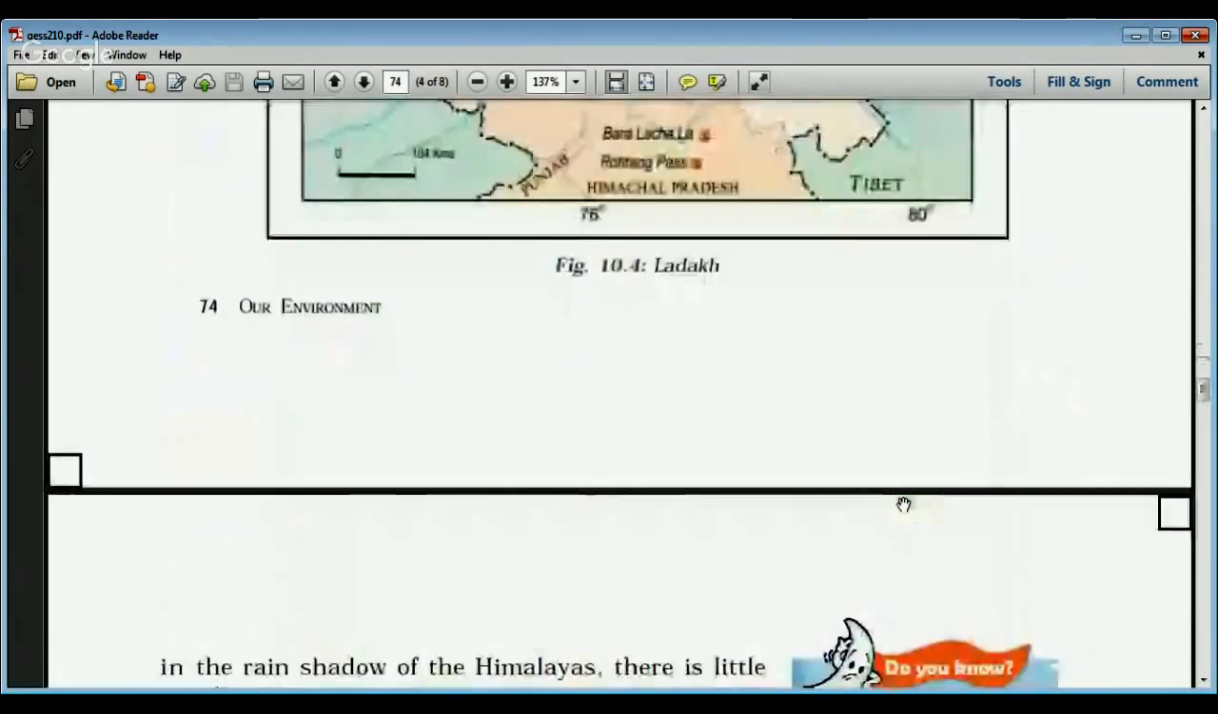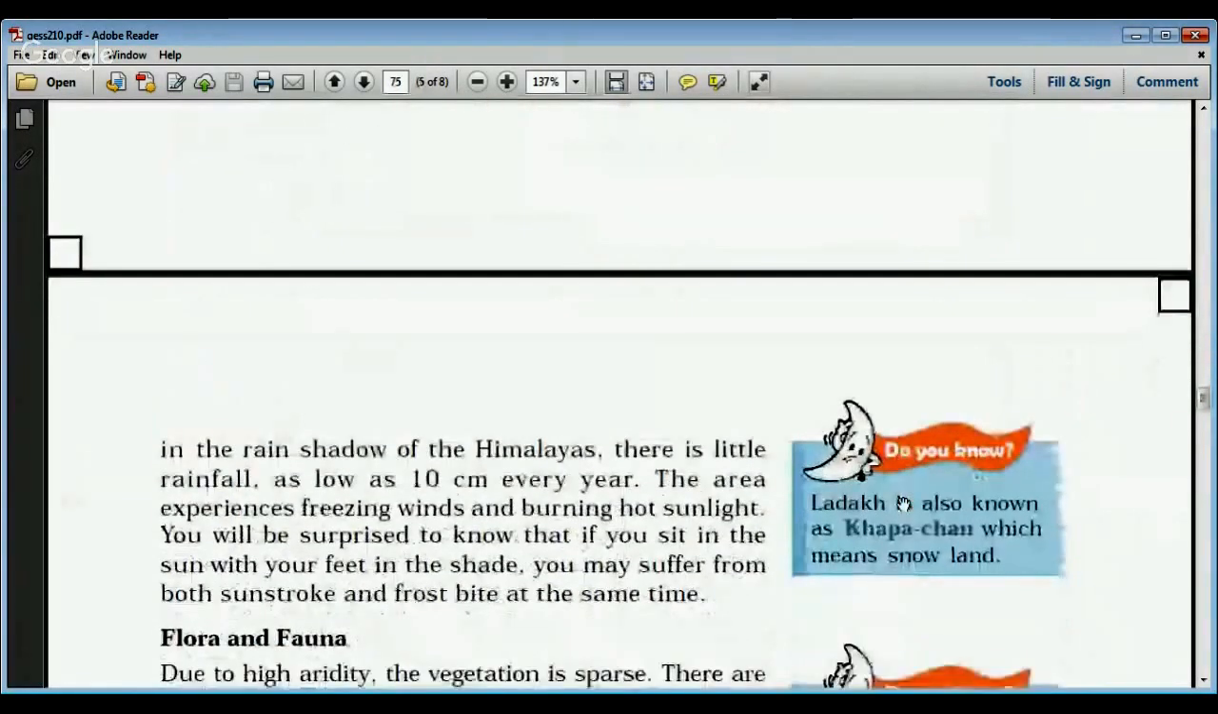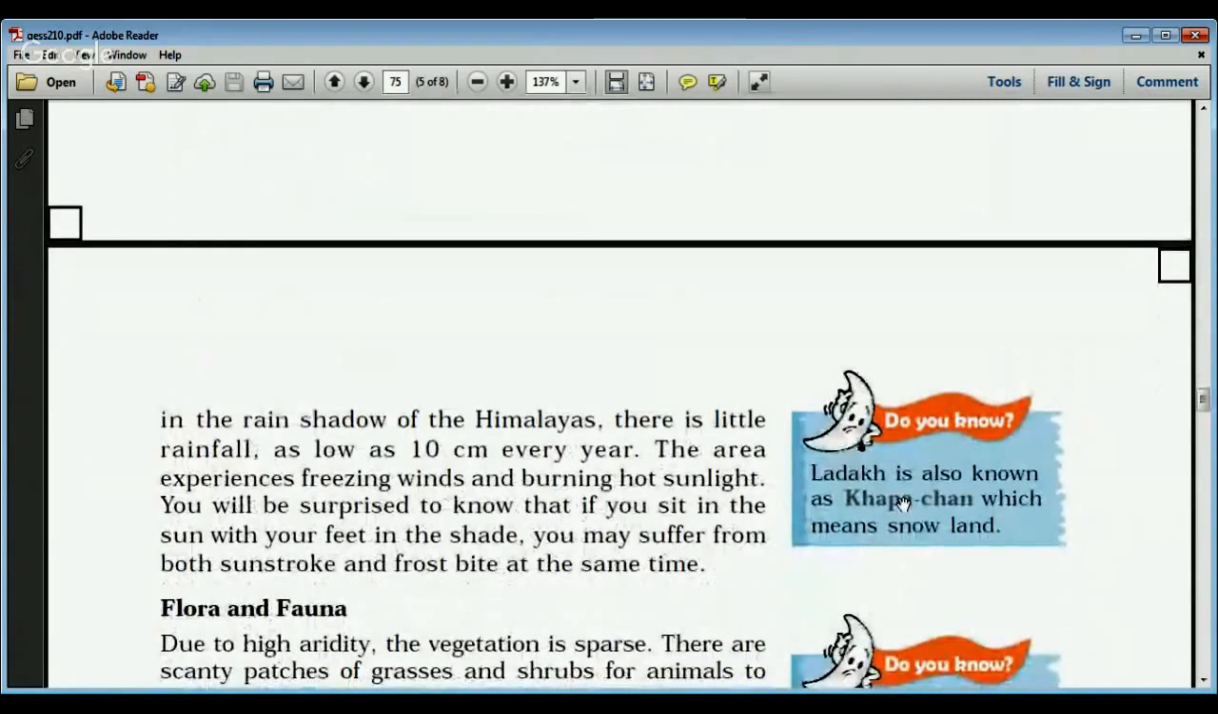And also, Ladakh lies in the rain-shadow region of India, so there is very little rainfall. See, all these desert regions have very little to moderate rainfall, and the same case with Ladakh also. They have rainfall up to 10 centimeters every year, and the area experiences very freezing wind and also burning hot sunlight.